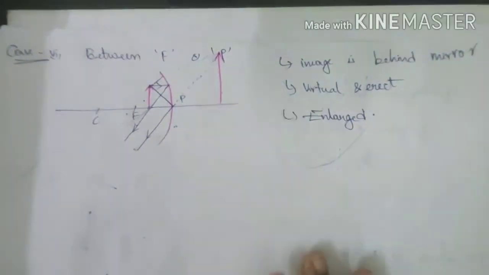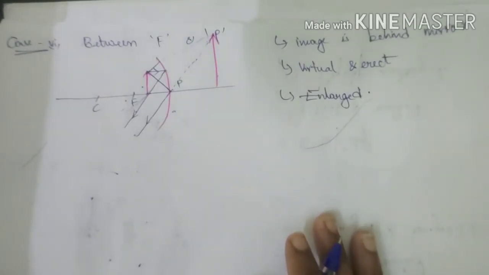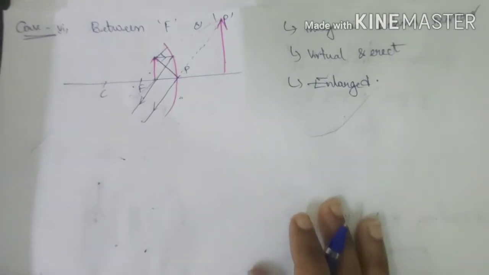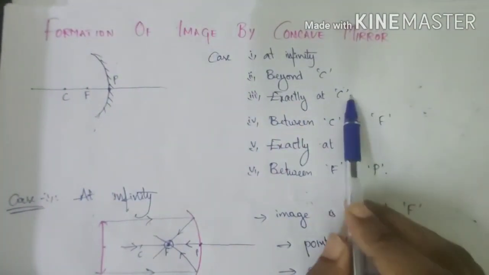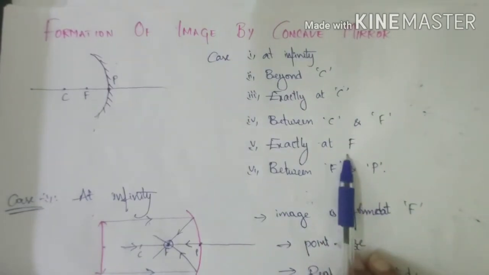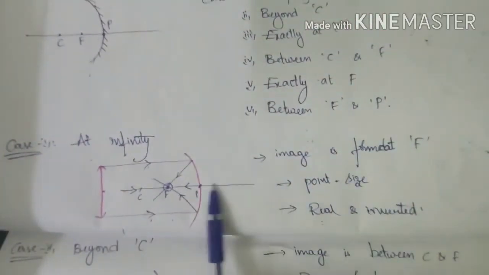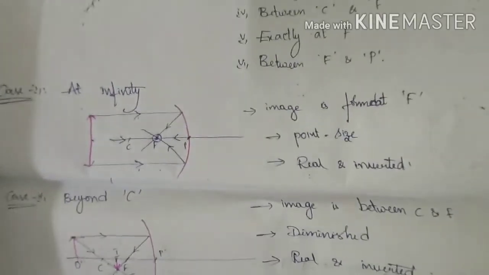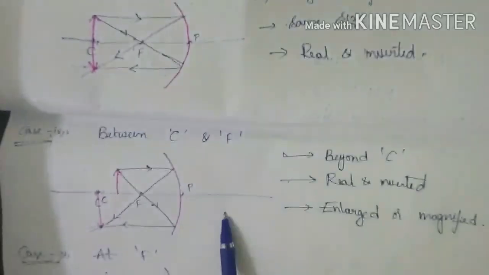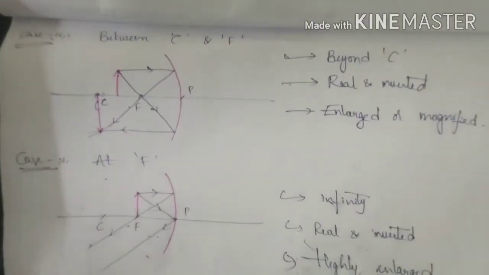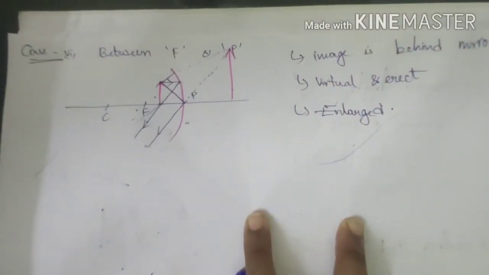These are the cases where we have learnt how the light gets reflected and how the images will be formed in concave mirror, where there are 6 cases. Let me show you this: at infinity, beyond C, exactly at C, between C and F, exactly at F, between F and P.